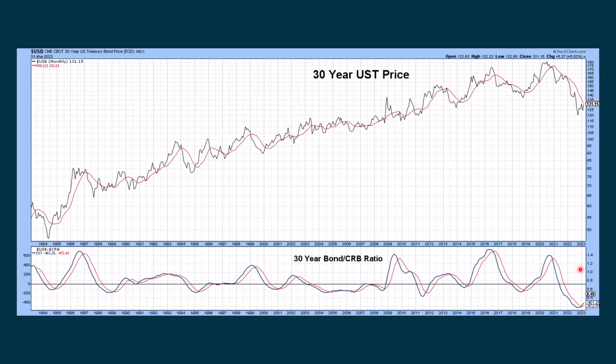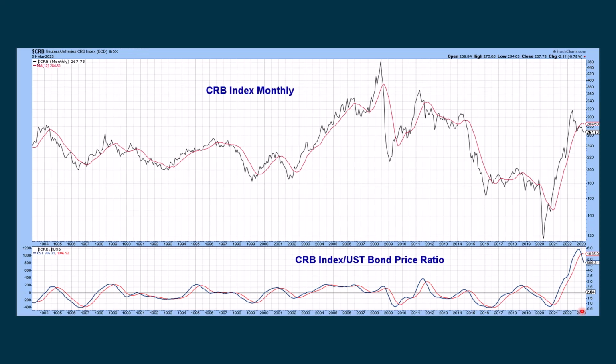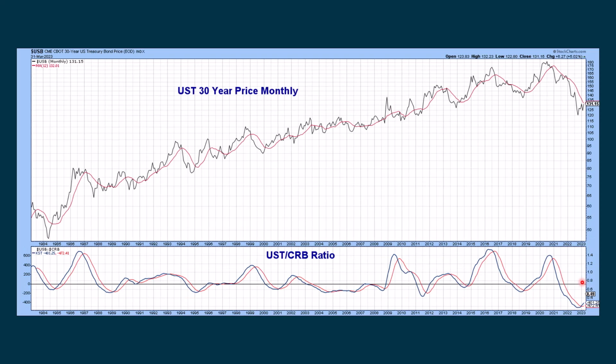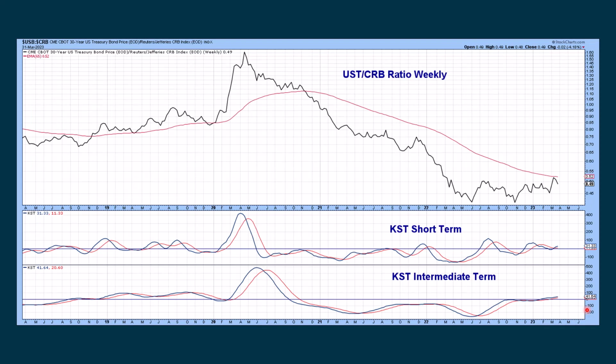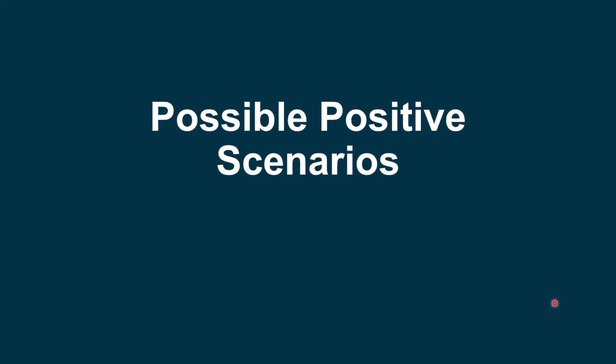Also a monthly chart of the S&P showing how the CRB is breaking down when compared to bonds. Here's an inverse of that same chart showing that bonds are giving us some strength. Here's the CRB, which is starting to roll over on the top and also rolling over when compared to bonds. And another ratio showing how bonds are now outperforming the CRB index. Looking at the ratio on a weekly basis, the KST is showing some improvement, giving the edge to bonds. And also in the intermediate term, bonds are starting to outperform the CRB index.